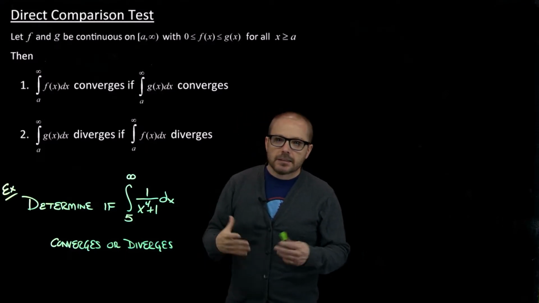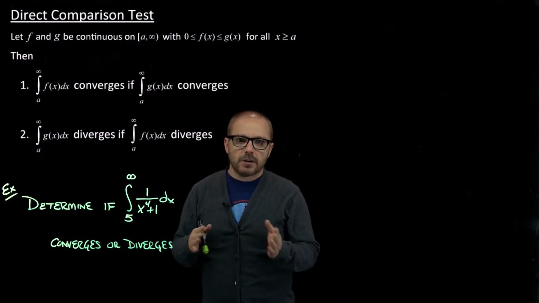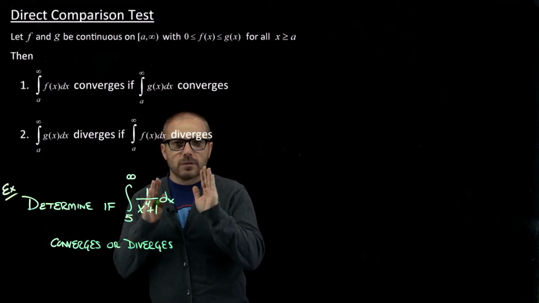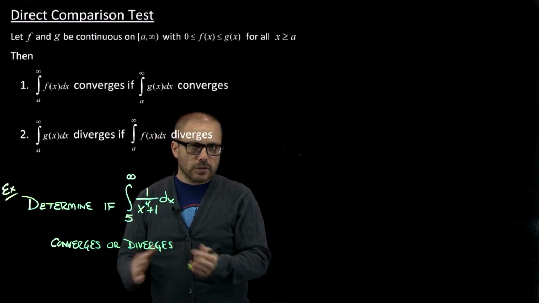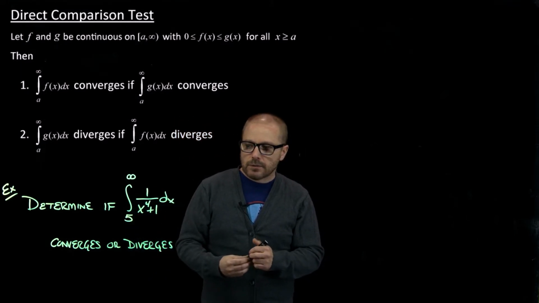So when we're looking at this, the first thing we have to decide is what we're going to compare with, and it should be something very similar, an obvious comparison. And also, we want to compare with those things of the form 1 over x to the p, because we know whether those converge or diverge. And 1 over x to the 4th is one of those.